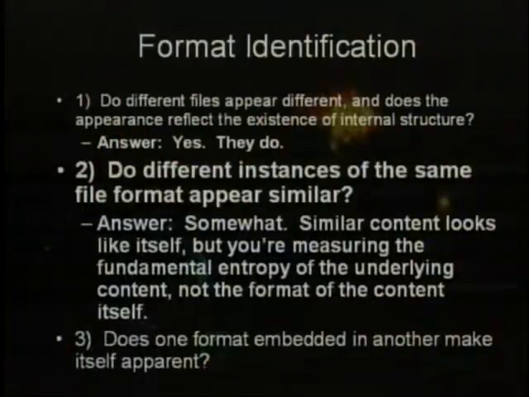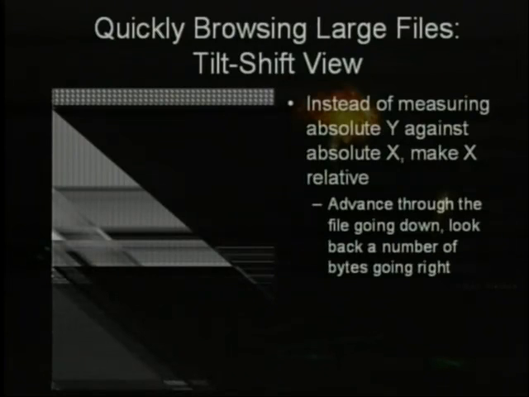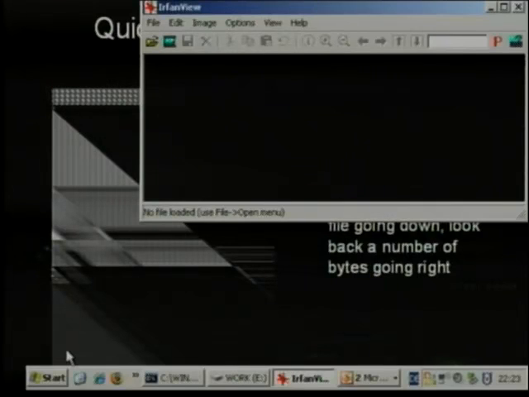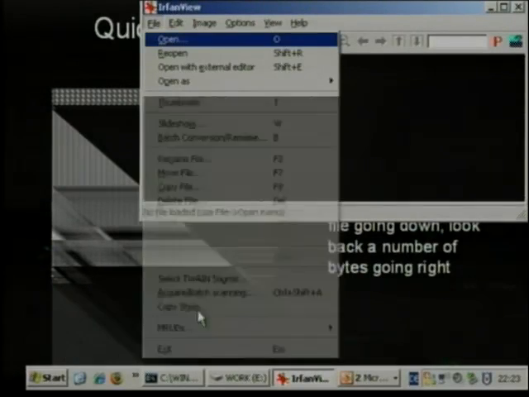So, do different instances of the same file format appear similar? Well, they can. Similar content certainly looks like itself. But remember, you're measuring the content. You're not necessarily measuring the file format. So, final question. Does one format embedded in another make itself apparent? Well, this is actually kernel32, and these are three different sections of the same file. What's going on here? Well, let's actually take a look at a large file. And I have no idea if this is going to work. And I'm absolutely sure I don't have time to do it, but that's never stopped me before.